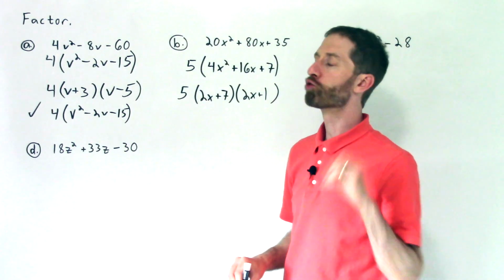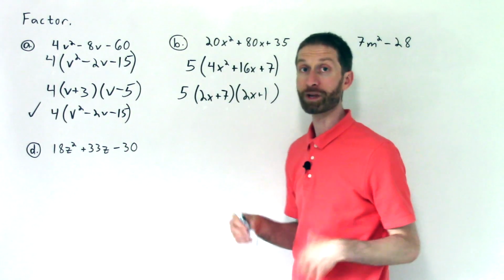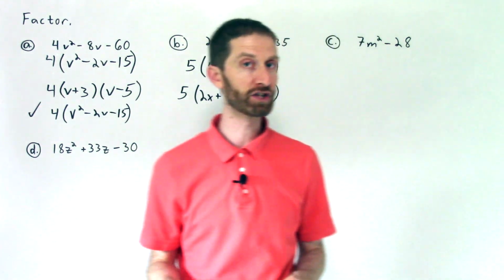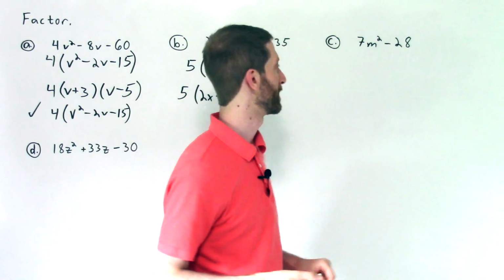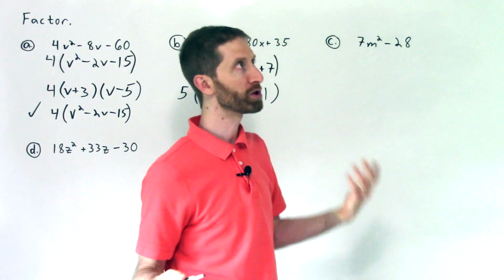Factoring out that 5 greatly reduced the number of options that we needed to use when we were using our method of guess and check. All right, now this one is an awesome one. I love this one. If we have a GCF here, then we should factor it out, right?